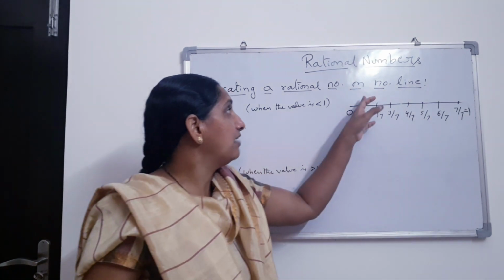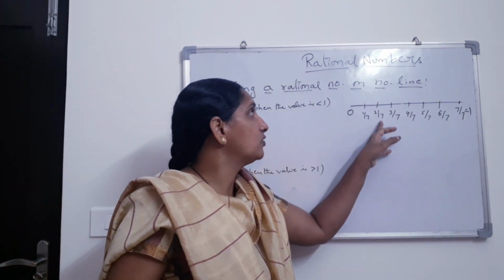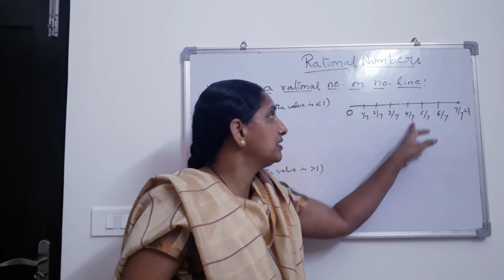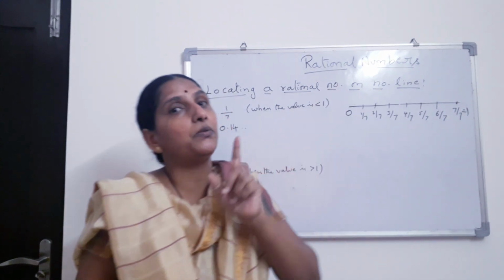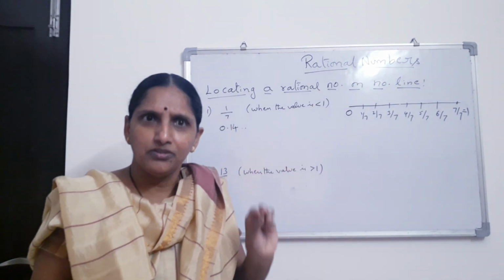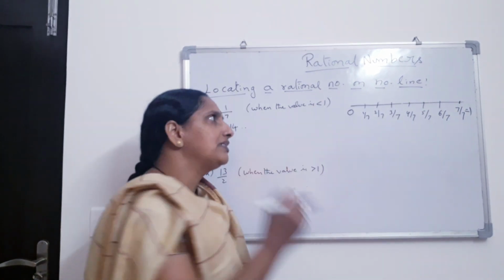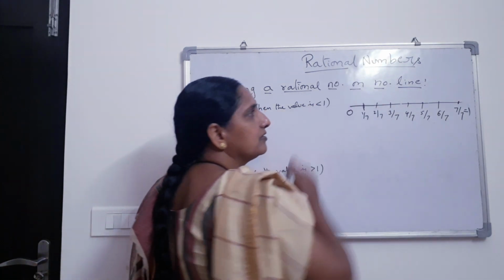Okay, so therefore now I have located the numbers. 1 by 7 lies here, 2 by 7 lies here, 3 by 7, 4 by 7, 5 by 7, 6 by 7, and 7 by 7 is ultimately 1. Got it? So simple, right? So now where is 1 by 7? 1 by 7 is here.